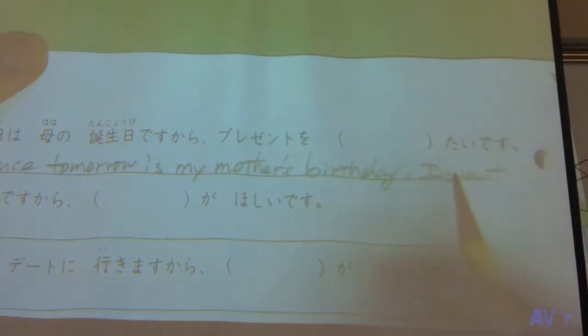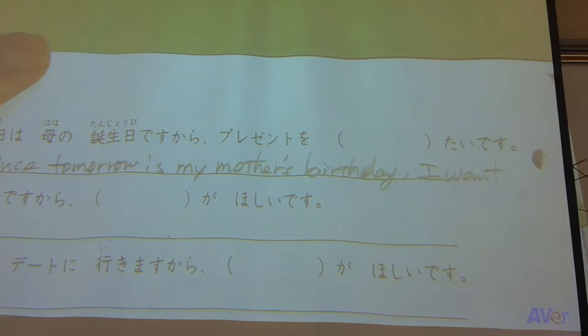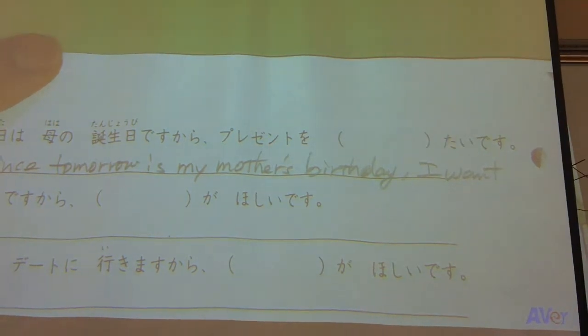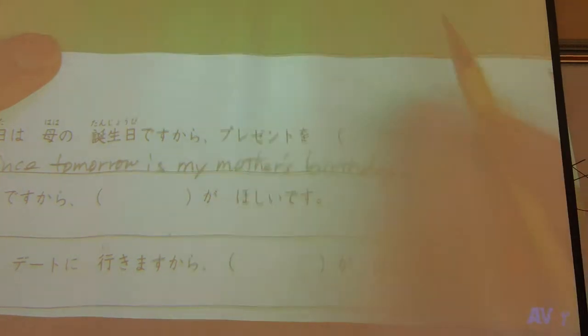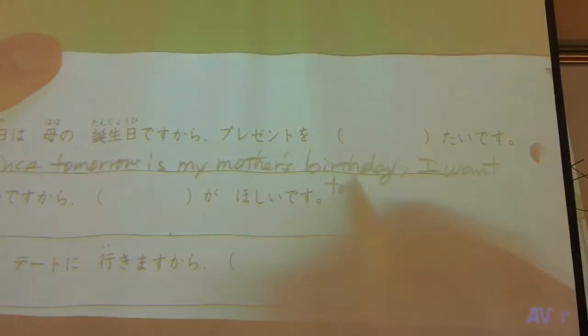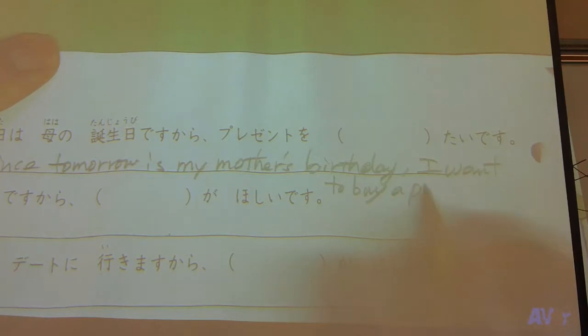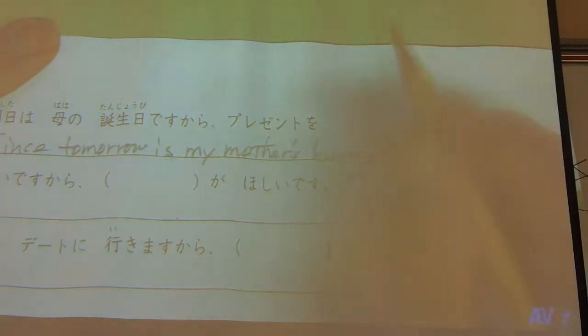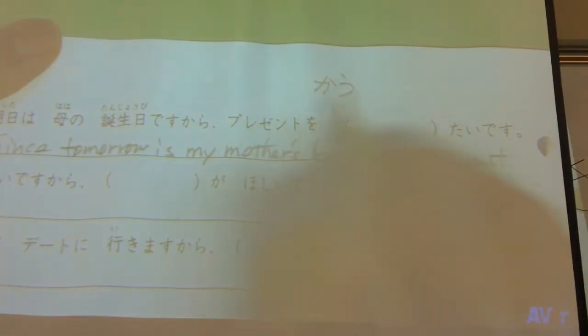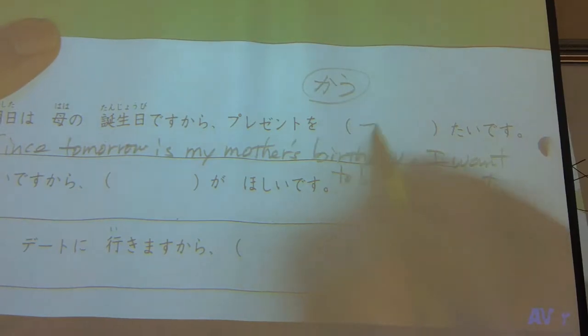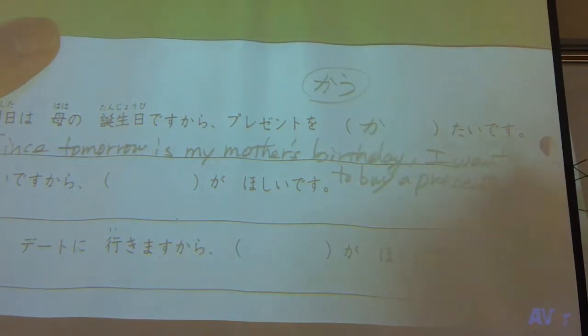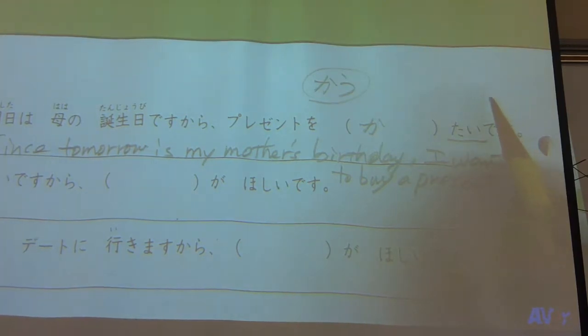Want. So you have to give? But before giving, you have to do something. Want to buy, buy a present. How do you say buy? 買う. Okay. So, 買う. What's the base form? Kau, kai.